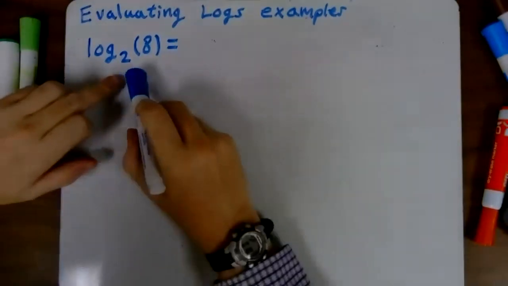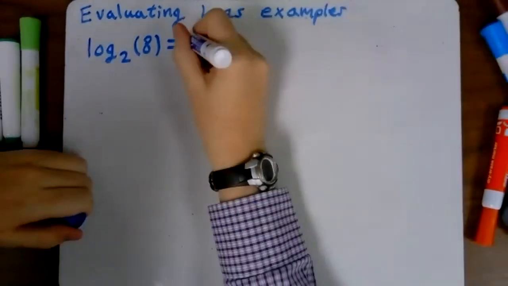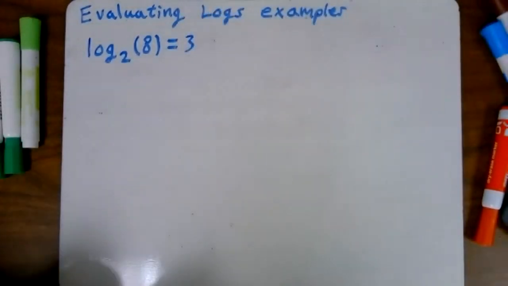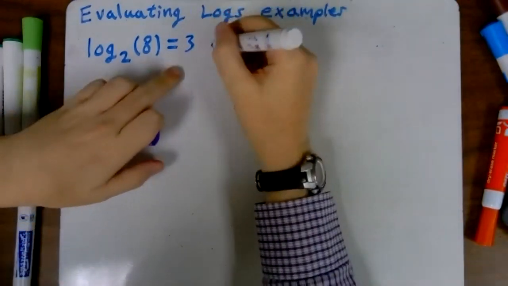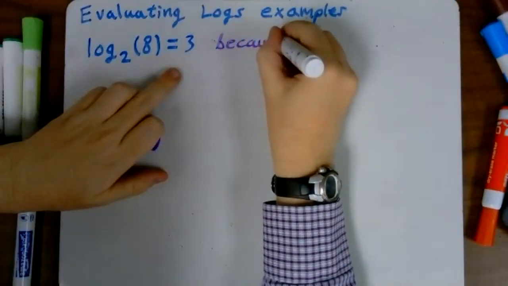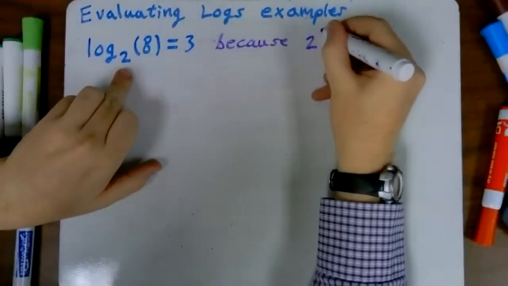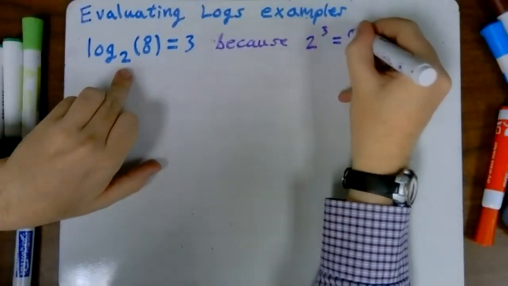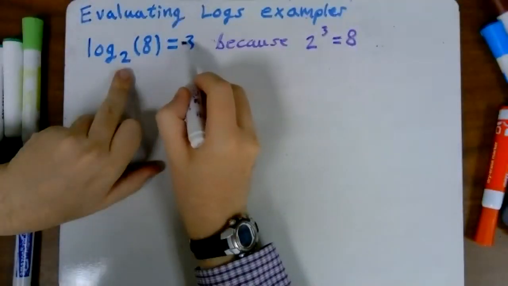The exponent we would give 2 to get 8 is 3. So log base 2 of 8 equals 3, because 2 to the third power equals 8. 2 to the third power is 8.